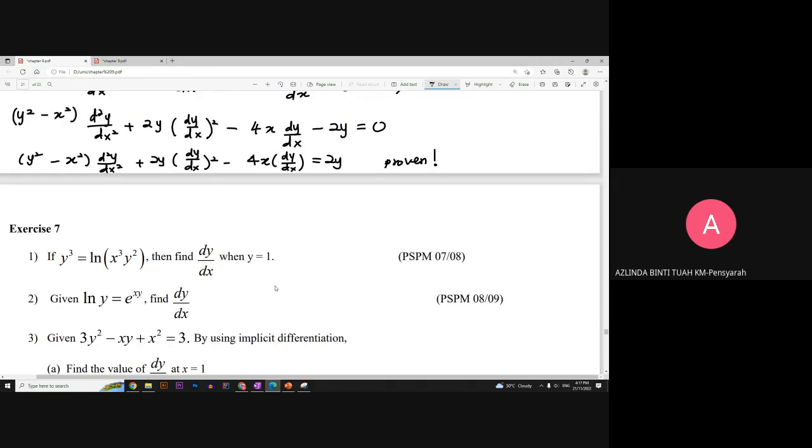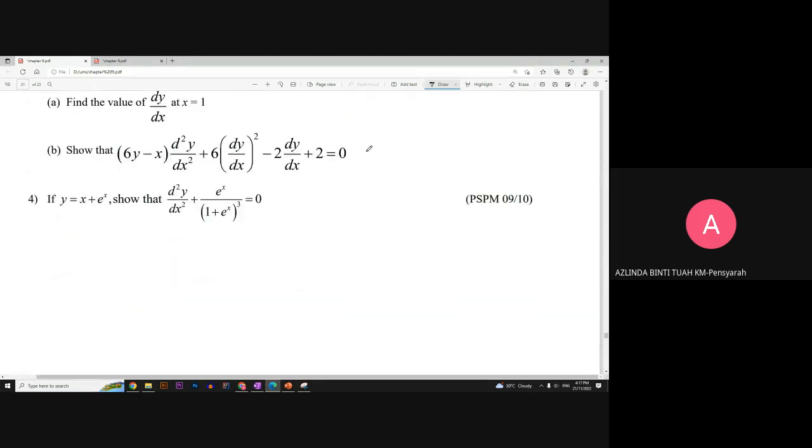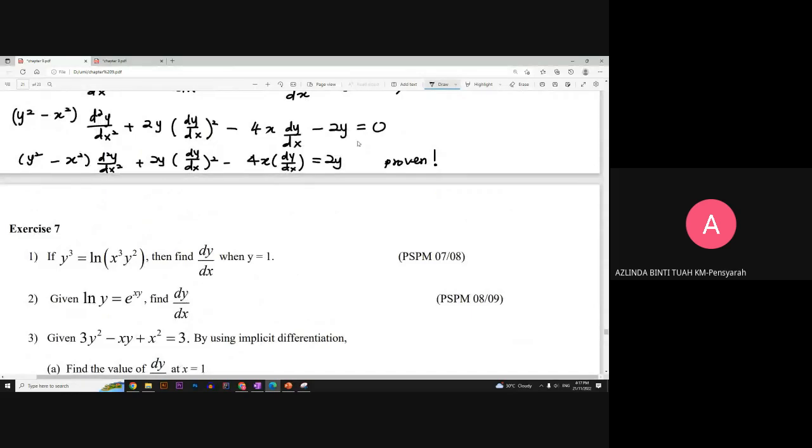Okay, homework for today, exercise 7. 1, 2, 3, 4. 21 hari bulan 11. I'm going to check it tomorrow.